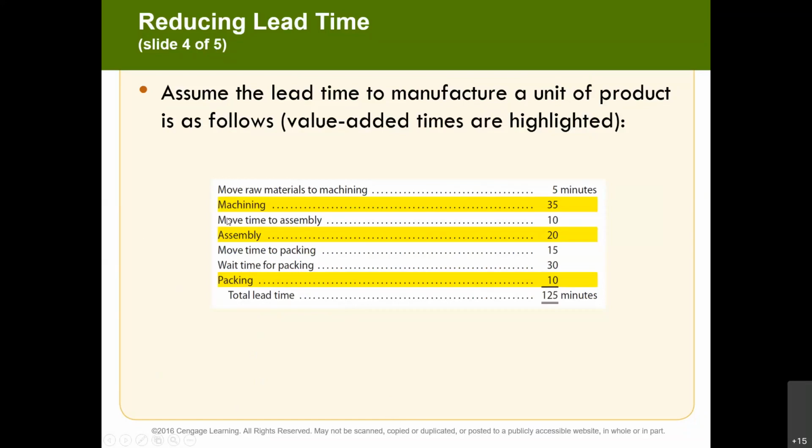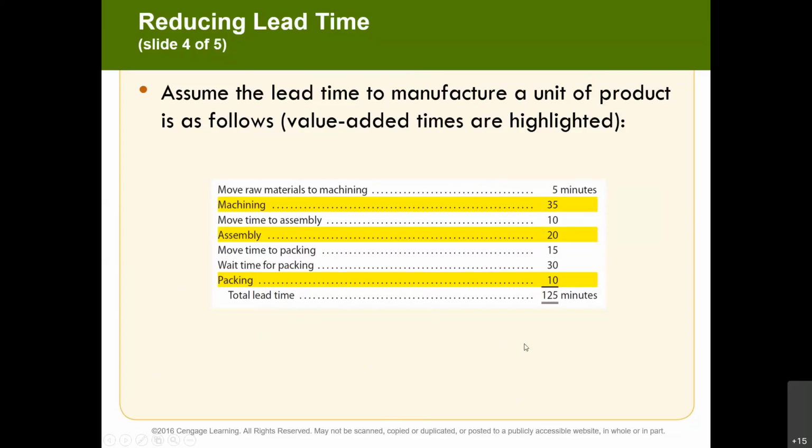So there's no value added in moving product from one stage to another. The assembly, we're adding value in that process. It takes 20 minutes. And then after that process is done, we need to move it to the packing stage. That process takes 15 minutes. You get your pallet jack or your forklift and you bring it on over to the packing department.